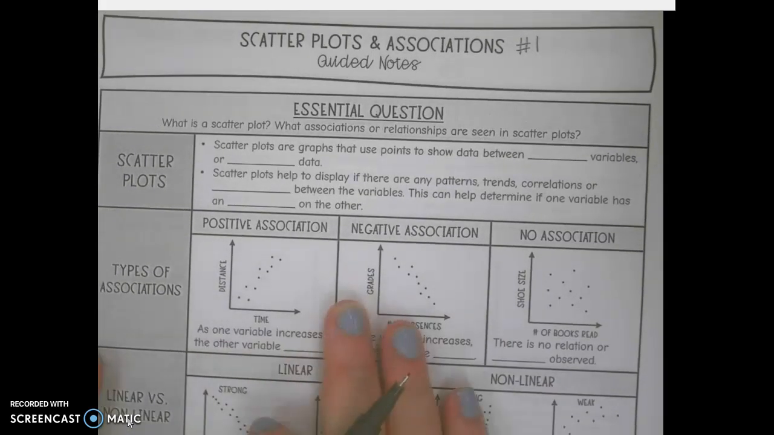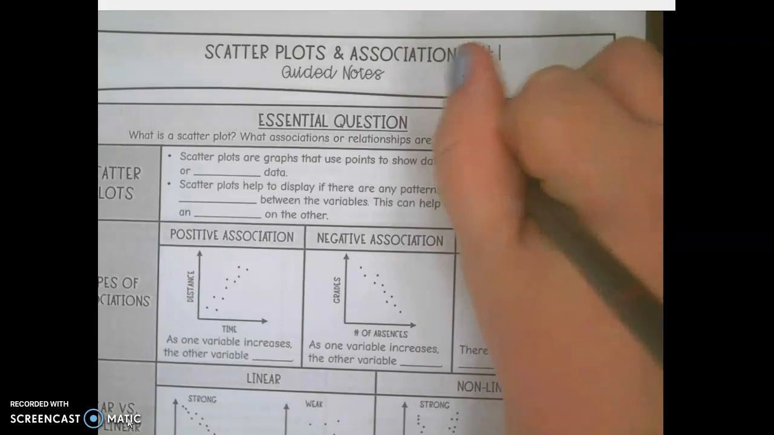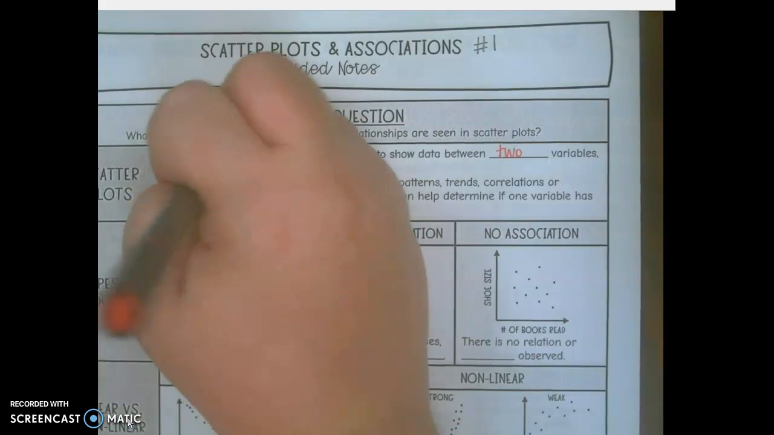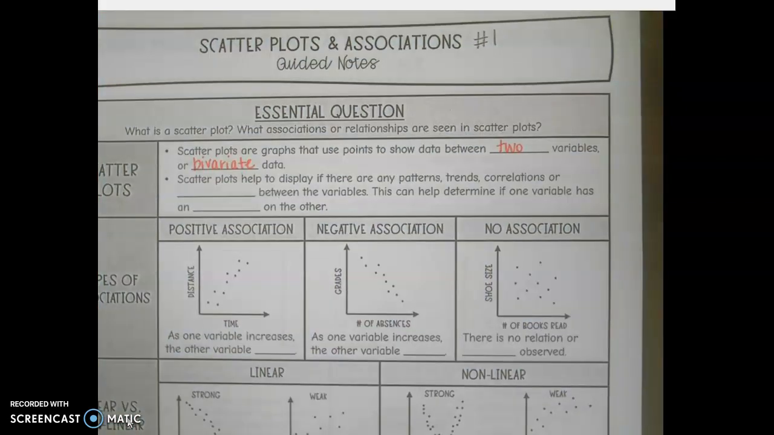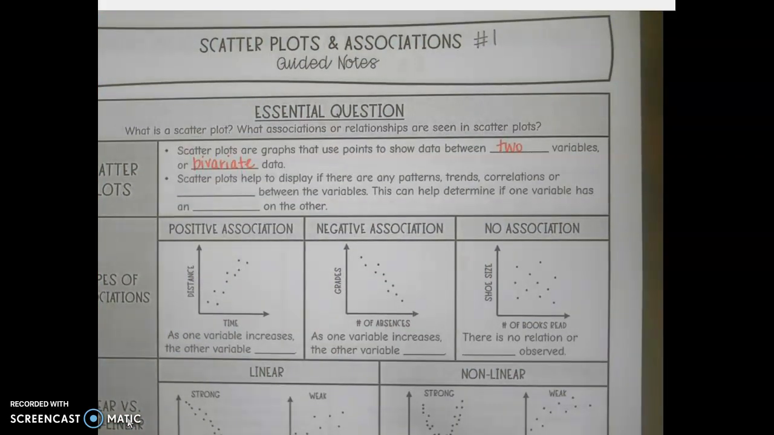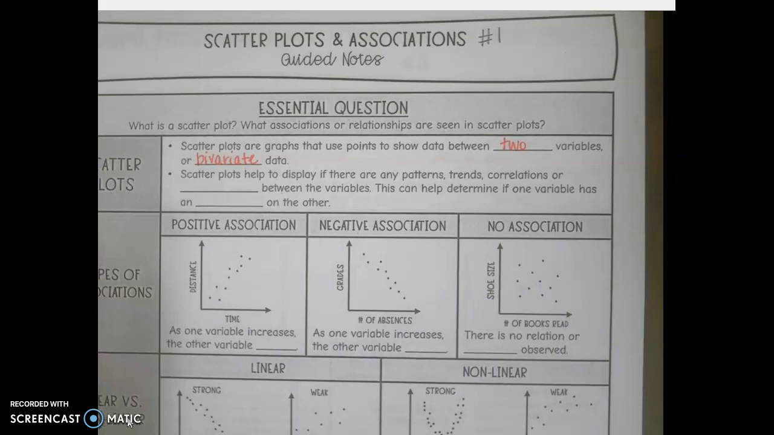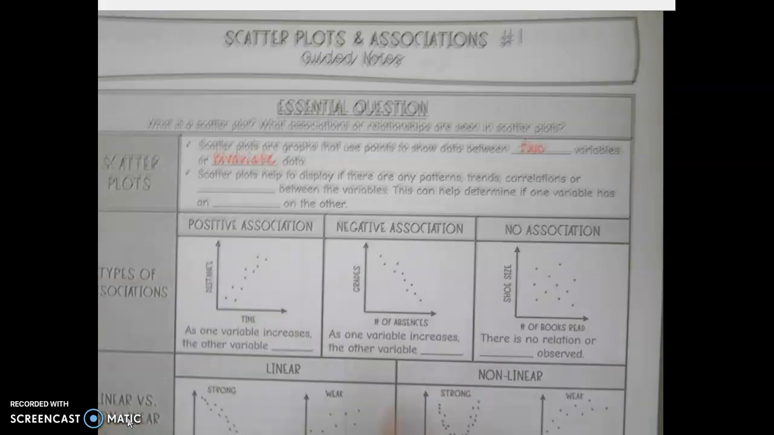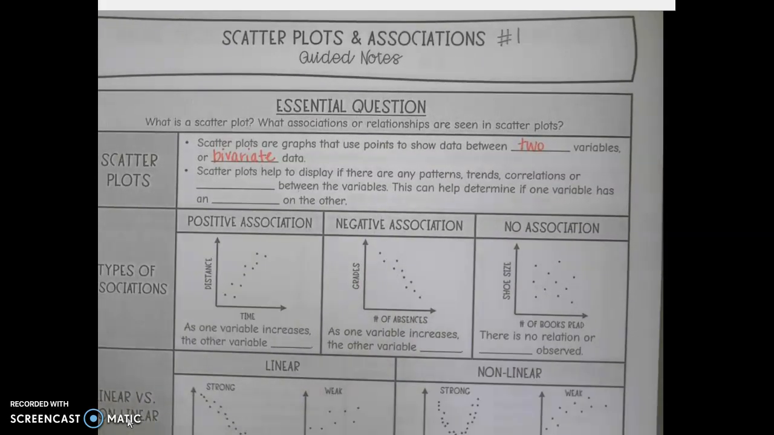All right, so scatterplots are graphs that use points to show data between two variables, or we call it bivariate data. The prefix bi means two. Variate is variable, so we're looking at when there are two variables. So we're going to be comparing two things. If you look right below at positive association, you can see that we're comparing distance to time, or grades to number of absences, or shoe size to number of books read. So we're comparing two things.